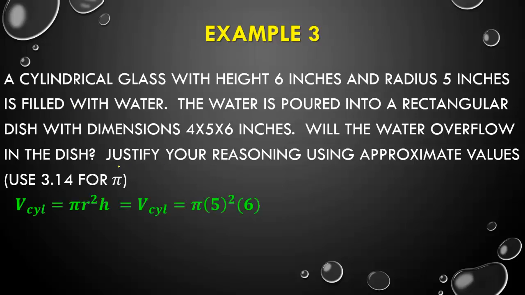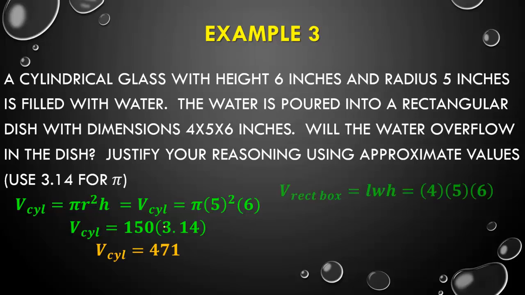So we do the volume of a cylinder, which is pi r squared times h. So we'll do pi times 5, because that's the radius, squared, times the height, which is 6. We're going to use 3.14 for pi. 5 squared is 25, and 25 times 6 is 150. So 150 times 3.14 is 471. So that's how much water we have, 471 basically cubic inches.